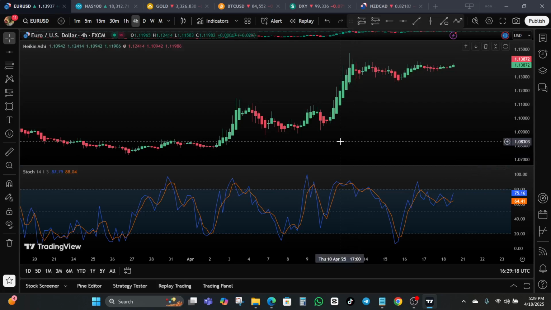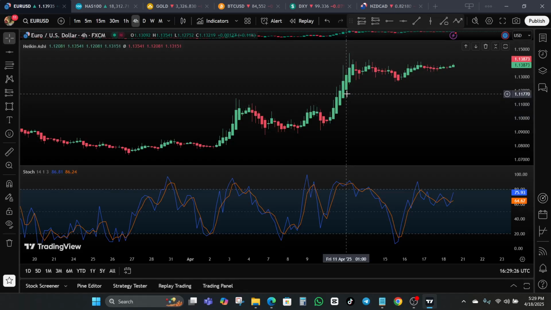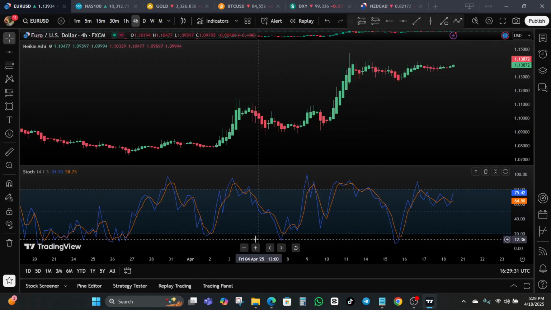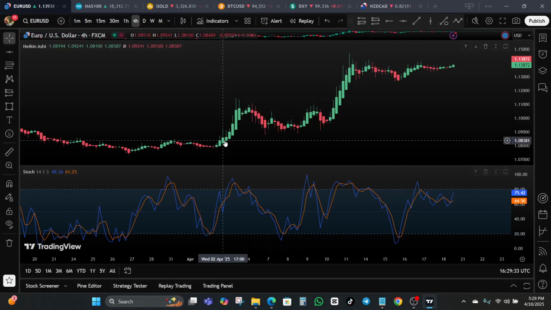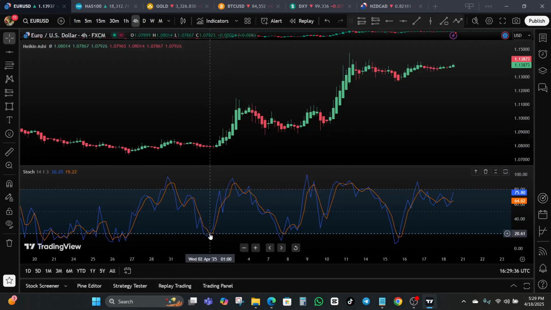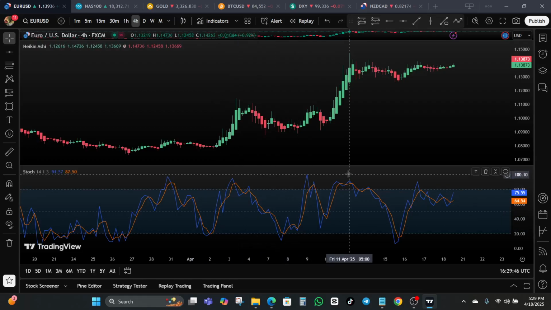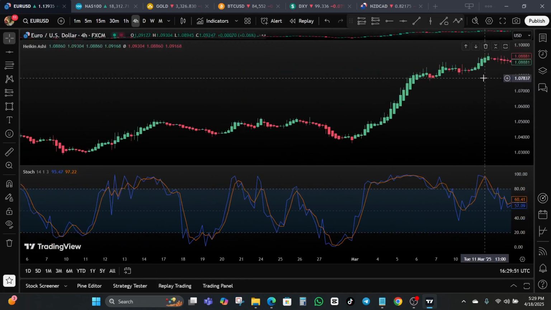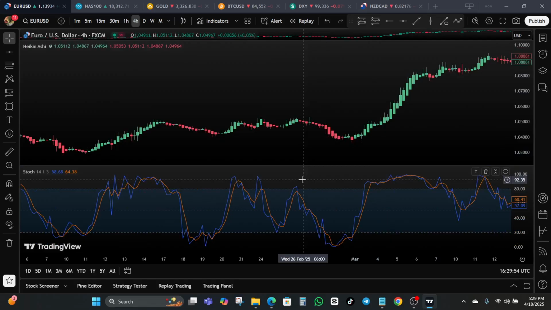When the Heiken Ashi candles are green and the Stochastic is below 20, this is a good example. When the candles are green and the Stochastic is below 20, it's a strong signal to enter a buy trade. On the other hand, when the Heiken Ashi candles are red and the Stochastic is above 80, that's an opportunity to enter a sell trade.